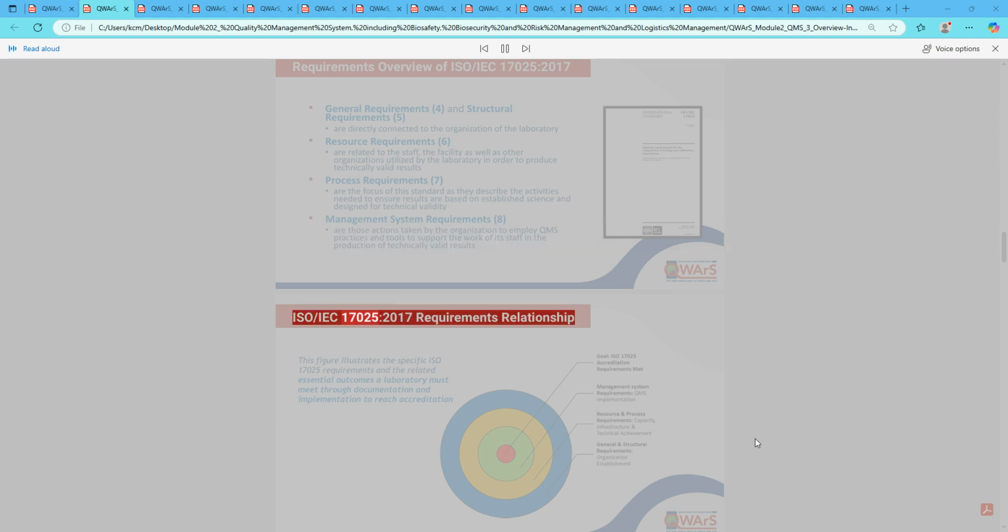ISO/IEC 17025:2017 requirements relationship. This figure illustrates the specific ISO 17025 requirements and the related essential outcomes a laboratory must meet through documentation and implementation to reach accreditation.